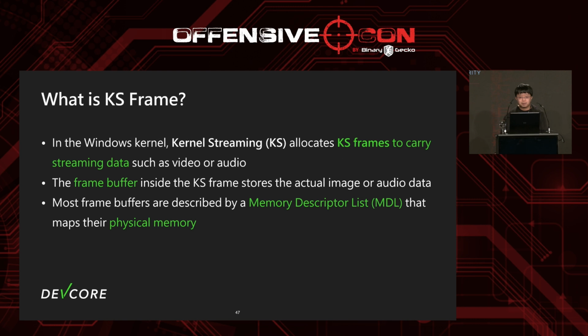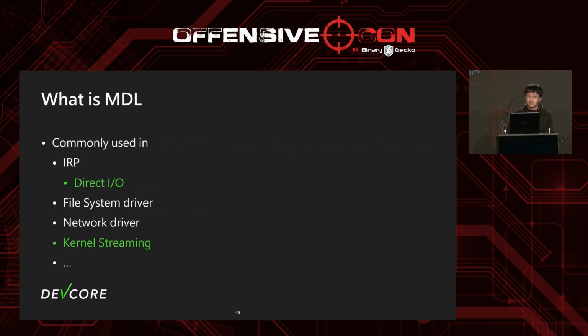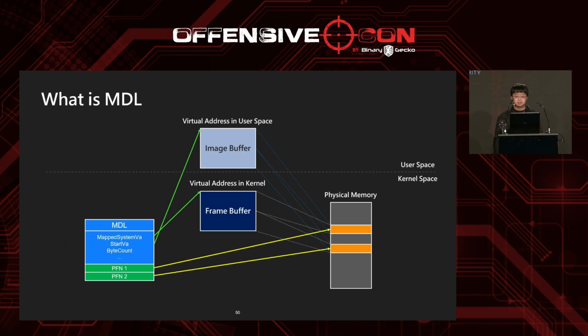What is an MDL? In the Windows kernel, MDLs are mainly used to describe the physical memory mapping of a virtual address. You will often see them used in DMA operations and similar low-level tasks. MDLs are widely used across different components in the Windows kernel. They are commonly associated with IRPs in direct I/O, file systems, and network drivers during data transfer operations. It is also used in kernel streaming when managing frame buffers.